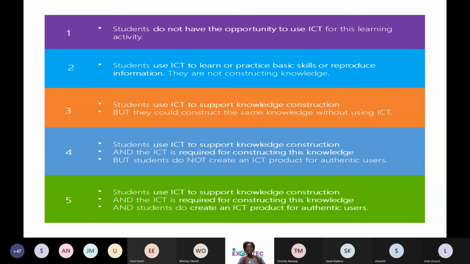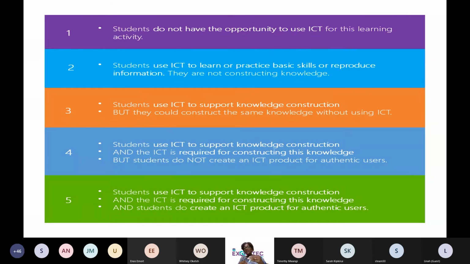So that is about ICT use. First and foremost, basic reproduction of knowledge, then knowledge construction, then the knowledge you have constructed, you use ICT to construct. ICT is required for constructing this knowledge. Now, let me say something about level 4.